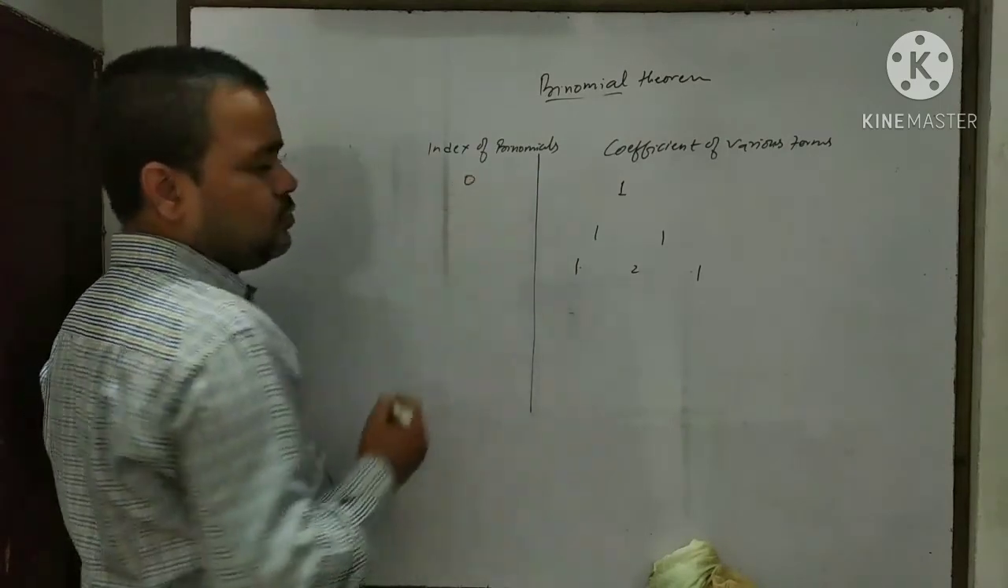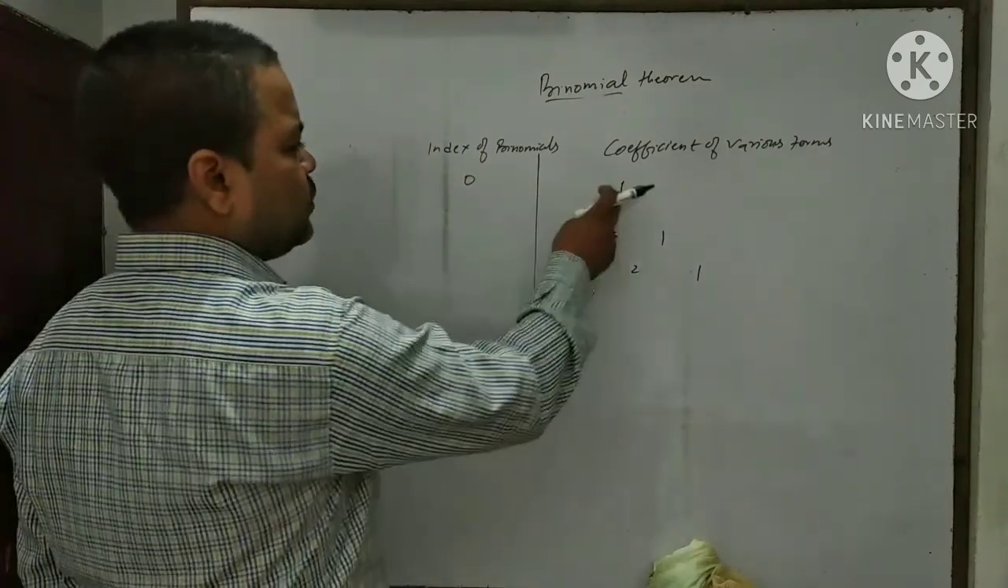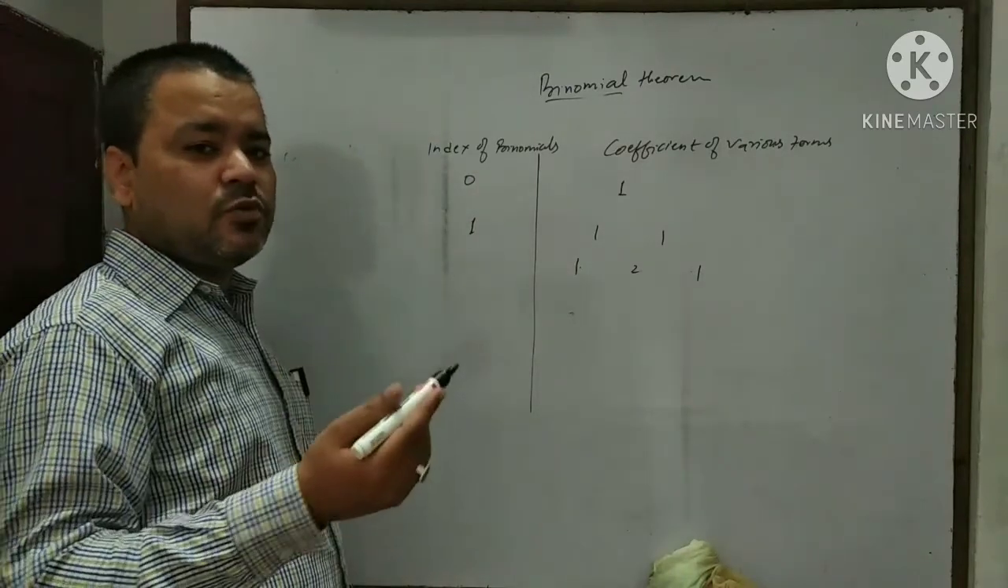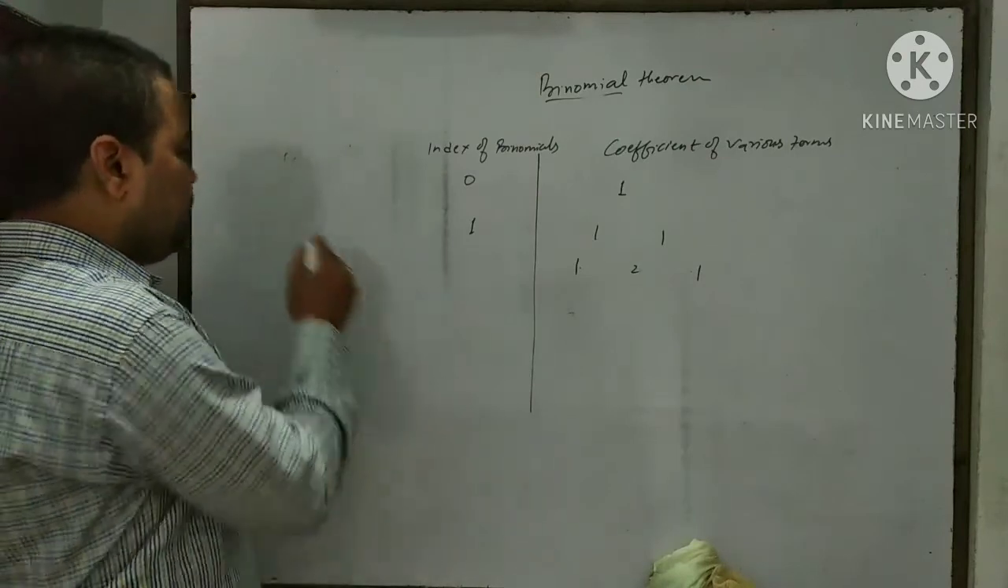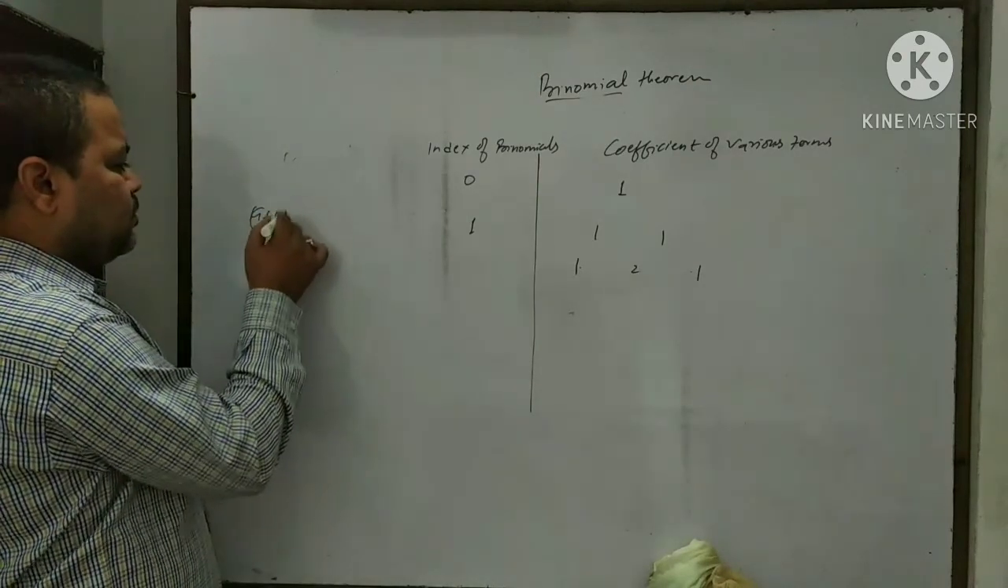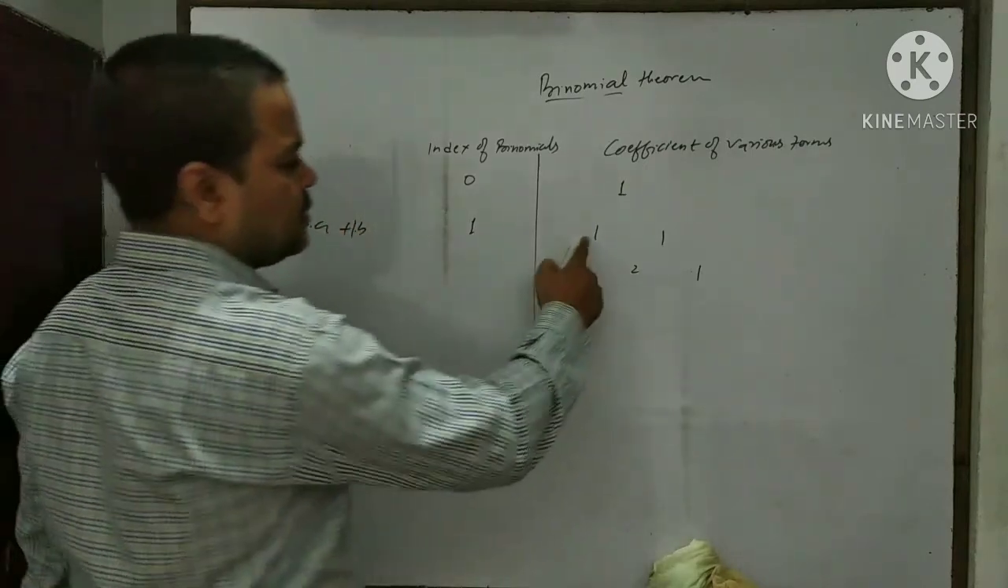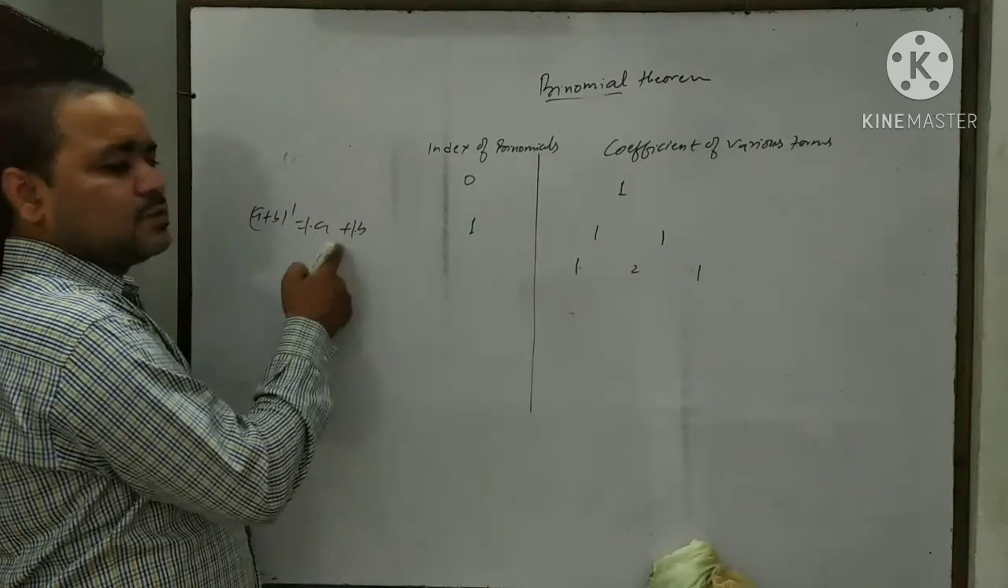If the index is 0, the coefficient of the constant value is 1. Here 1 means a plus b raised to the power 1. In that case we get a plus b here. A plus b raised to the power 1 means a plus b. The coefficient of each is 1 here. This represents the coefficients.